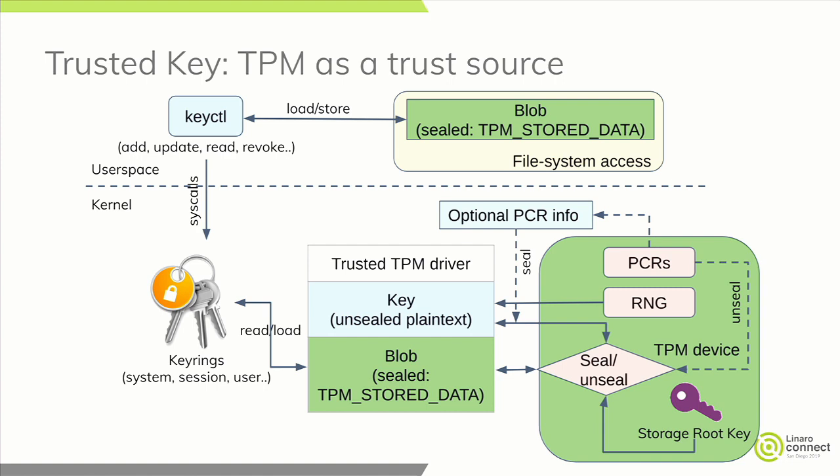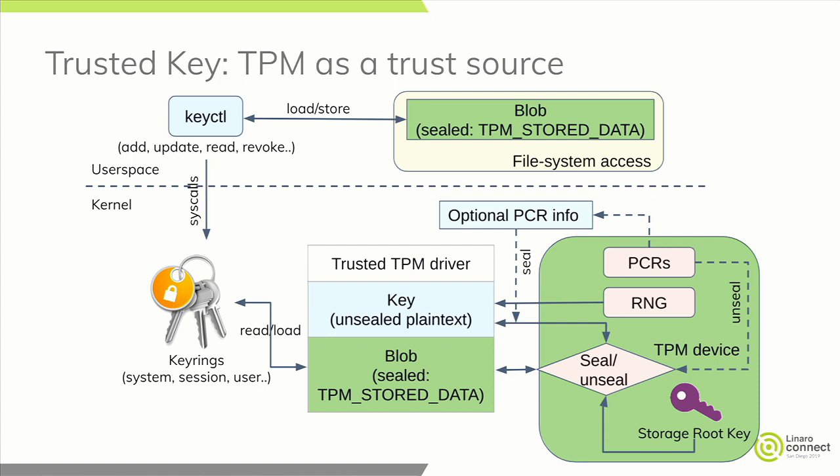Whenever keyctl issues a command to create a new trusted key, the trusted TPM driver issues a seal command to the TPM to use the storage root key to seal it inside and just provide the blob outside. Then the user space can issue a read command to read this encrypted blob and save it in the file system. Later on, across reboots or whenever required, it could load it back to the keyring. At that point, the TPM driver issues an unseal command to the TPM device to use, again, this storage root key and provide the key in plain text to the kernel to operate with.